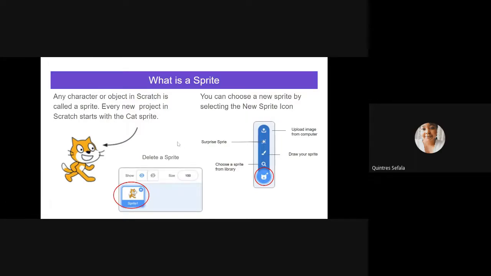And if you want to choose a new sprite, you will have to select the new sprite icon. It has the cat with the plus sign. From this new sprite icon, you are able to choose a sprite from the Scratch library. You are able to draw your own sprite, so you're able to draw your own character. And if you don't feel like drawing or selecting anything, you can just allow Scratch to surprise you with a sprite. And you can upload an image from the computer. And if you have selected a sprite and you don't like it, you could delete it.